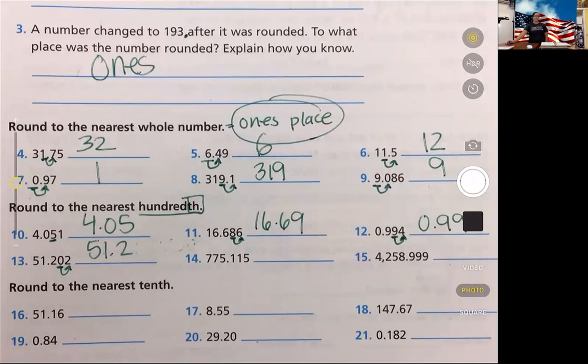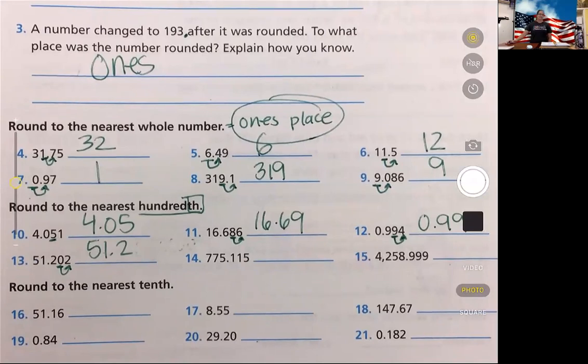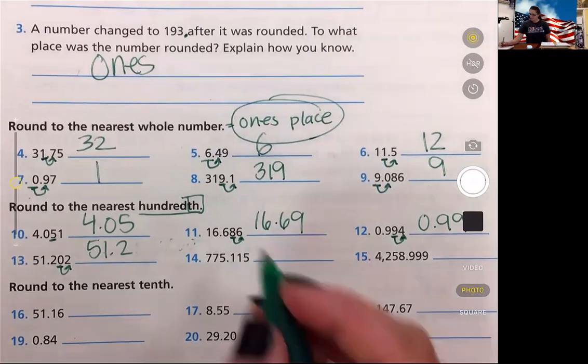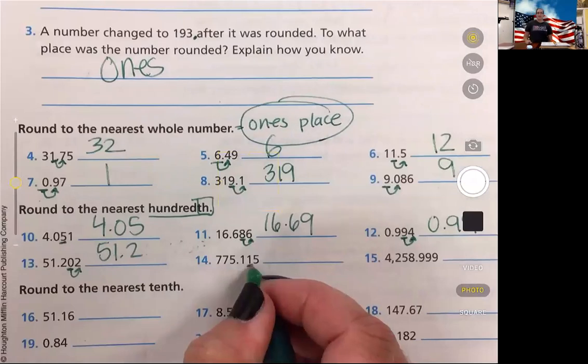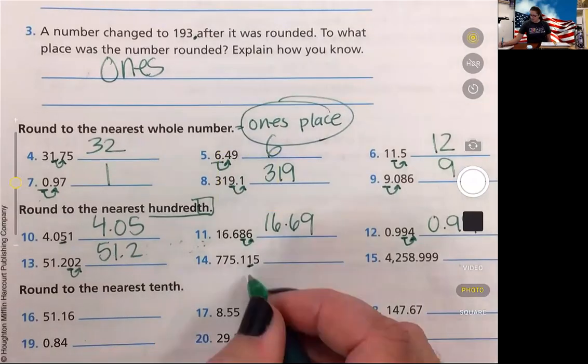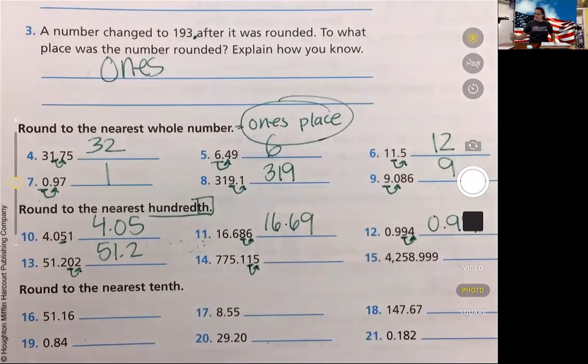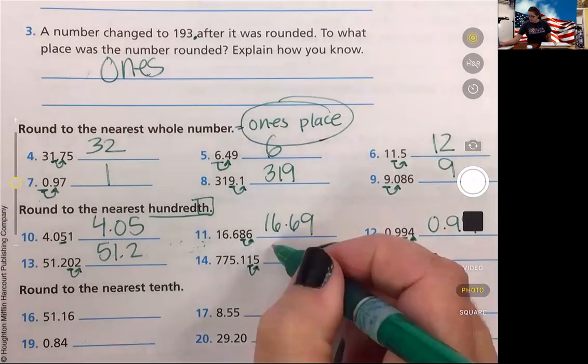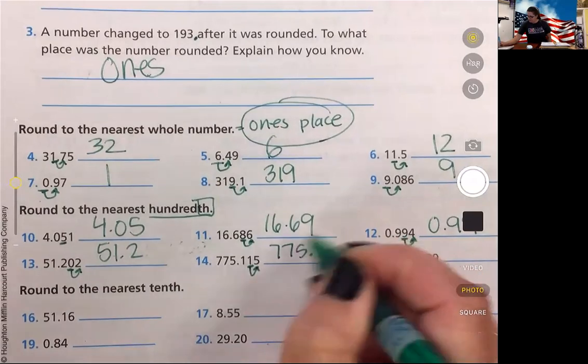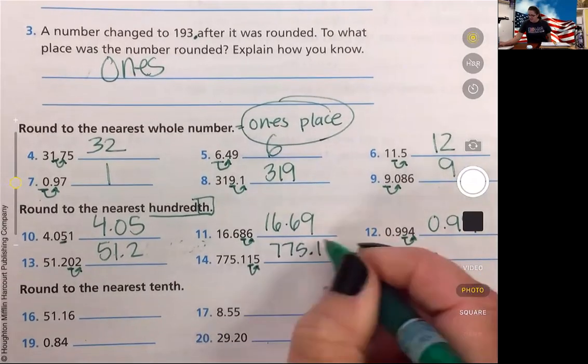Oh, they can't trick you guys. You guys got this. Awesome. I've got a 1 in the hundredths place. I look behind it. There's a 5. That 5 is going to bump that 1 up. I'm going to copy down everything the same until I get to my underline. My underline is now becoming a 2.